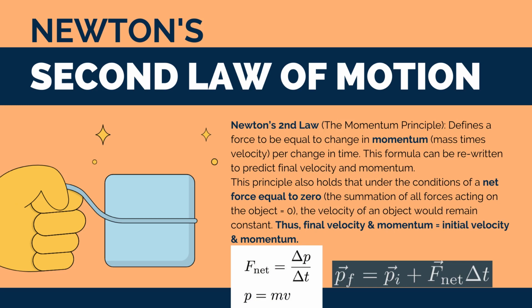One of the fundamental principles relevant to our experiment today is Newton's second law of motion, also known as the momentum principle, which defines a force to be equal to the change in momentum per change in time. This formula can be rewritten to predict final velocity and momentum. This principle also holds that under the conditions of a net force equal to zero, the velocity of an object will remain constant. Thus, the final velocity and momentum would equal the initial velocity and momentum.